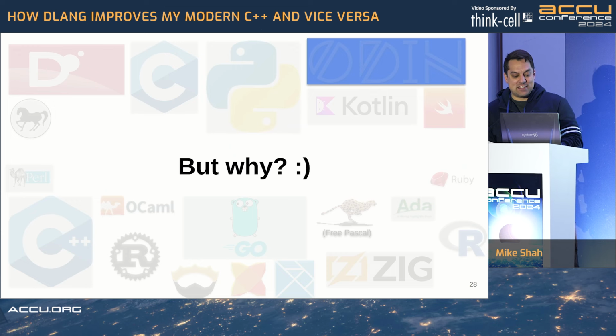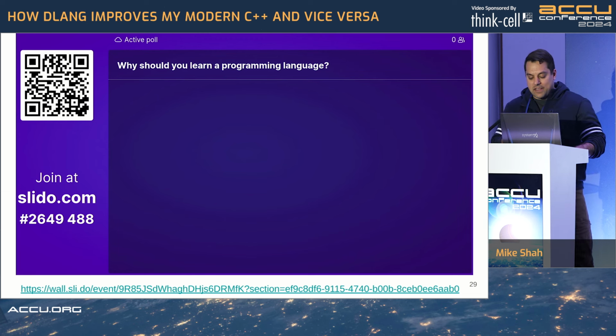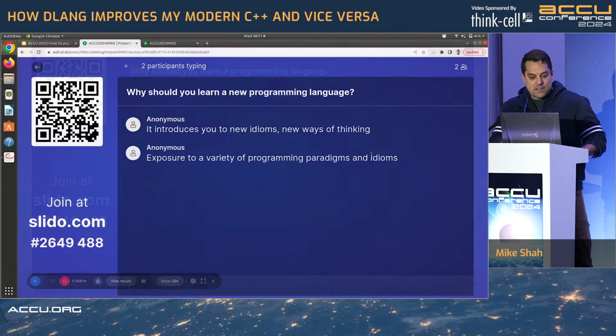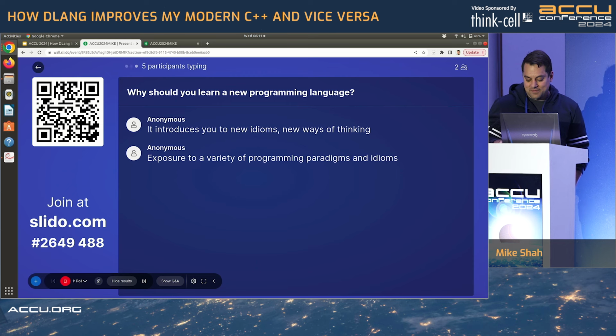So I want to give us a little activity here. Again, if you'd like to participate, you can scan the QR code or go to slido.com and enter this number here, 2649488. Folks online, feel free to participate as well. I just want to hear from you, why should you learn a programming language? Why are your friends telling you to learn Haskell, or I'm telling you D is an interesting language? And we'll put these up on the live here. Let's see folks' responses.